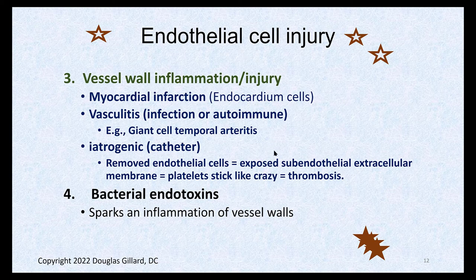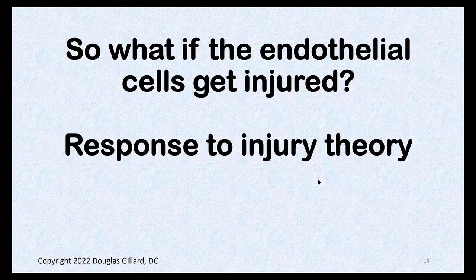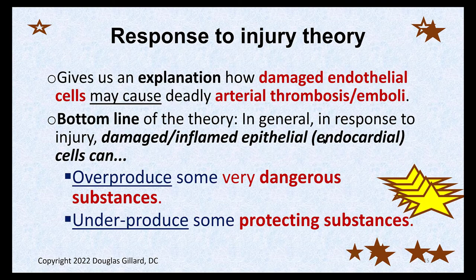So all these can upset the endothelial cells. Radiation therapy for cancer. Some metabolic abnormalities like hyperhomocysteinemia or hypercholesterolemia or hyperlipidemia, they can all injure endothelial cells. These two via the process of atherosclerosis. Who cares? Who cares if the endothelial cells, tell them to get over it, right? Well, the endothelial cells don't get over it. They respond in a weird way.